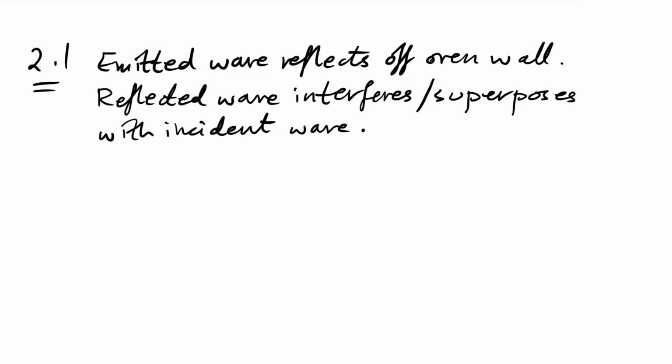Now, here's a point of contention. AQA love moving the goalposts. So back in the day, you used to be able to say superimposes years ago. Superimposes was fine. They don't like that now. It has to be superposes. But this mark scheme says interferes is fine as well. I like interferes because that makes sense.